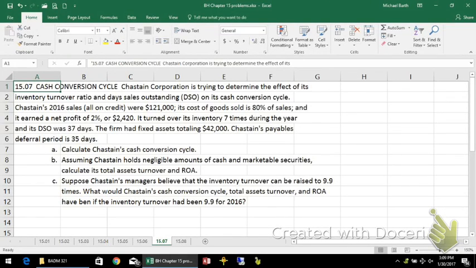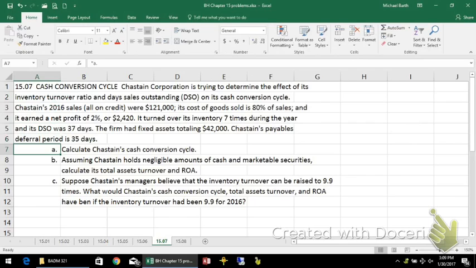This is problem 15.7 from chapter 15 of Brigham and Houston, Fundamentals of Financial Management, Concise 9th edition. Given a bunch of information, we're asked to calculate the cash conversion cycle, calculate total asset turnover and ROA, and then look at some what-if scenarios.